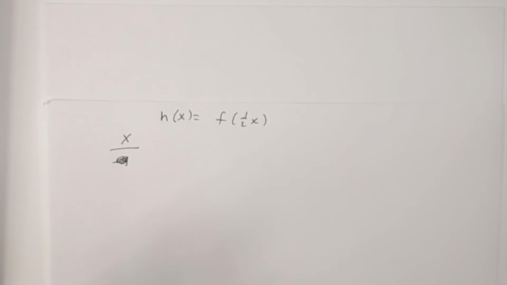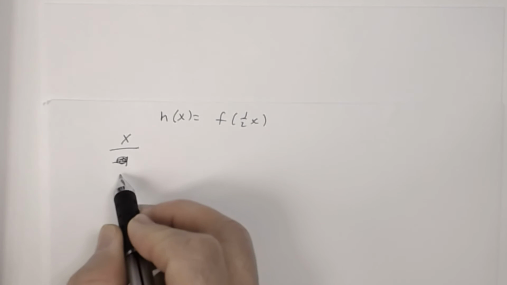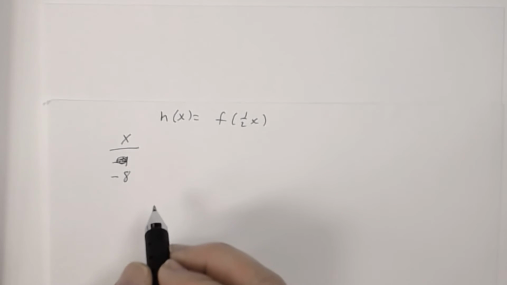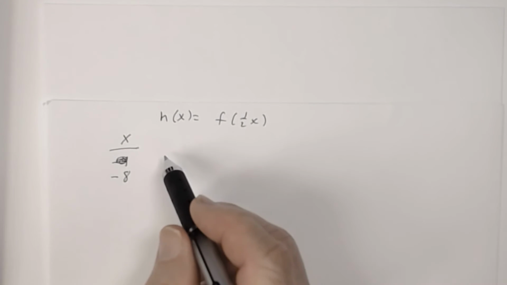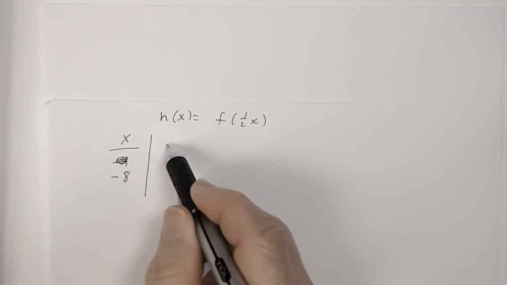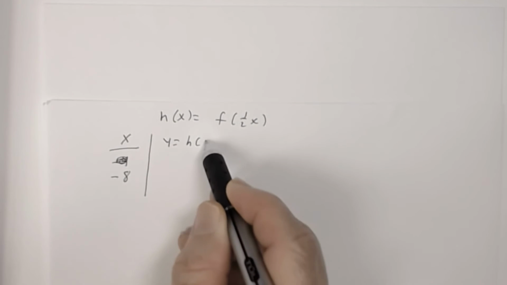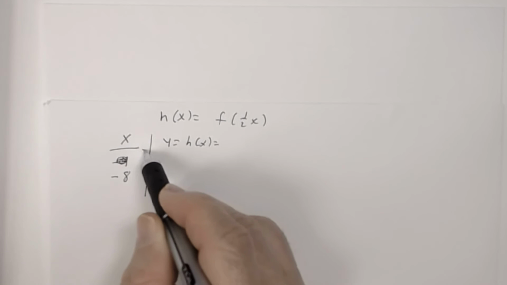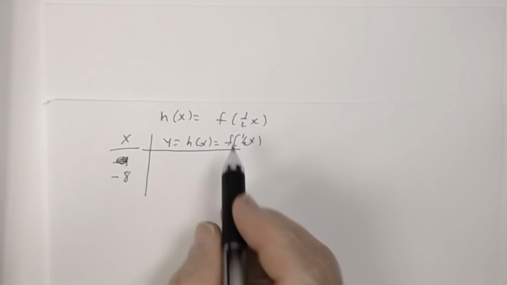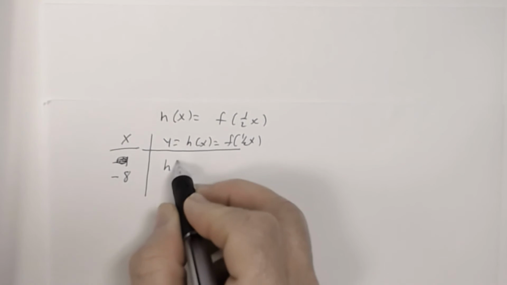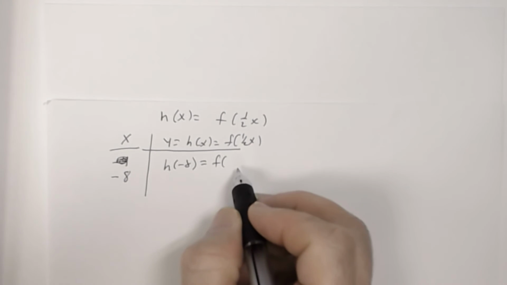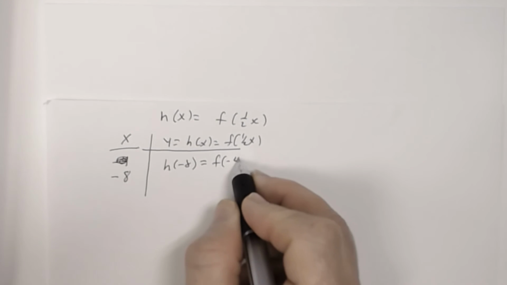So here's what I'm going to do. You've got to listen carefully to this. I'm going to let x be -8, and there's a reason I'm choosing that. You're going to see in a little while. So if x is -8, I have y equals h of x, which equals 1/2 x. So if x is -8, then this becomes h of -8, which is f of, and what's 1/2 of -8? 1/2 of -8 is -4.